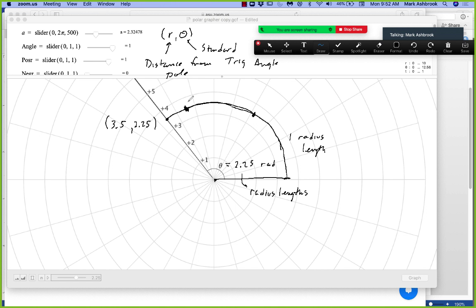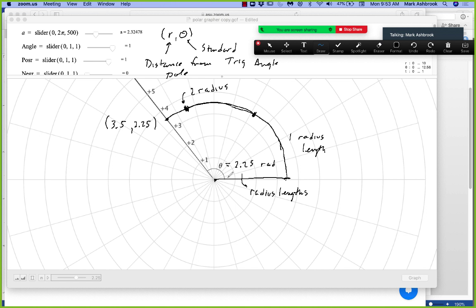So to here, this point is two radius lengths from the positive x-axis wrapped on the circle of the radius that I have. So this is one radius length, this is a second radius length, and then this is a quarter radius length from here to here. So along the circle of radius 3.5, if I wrap radius lengths of 3.5, 2.25 of those will take me to here, and so that's why that's the angle measure 2.25 radians of openness.